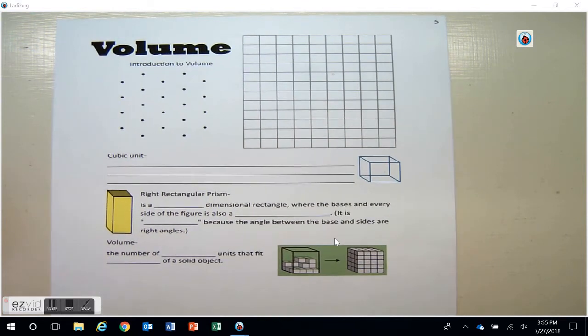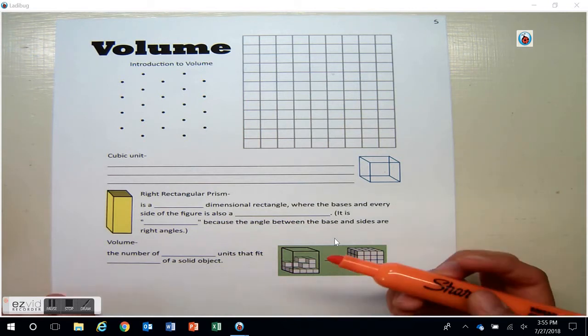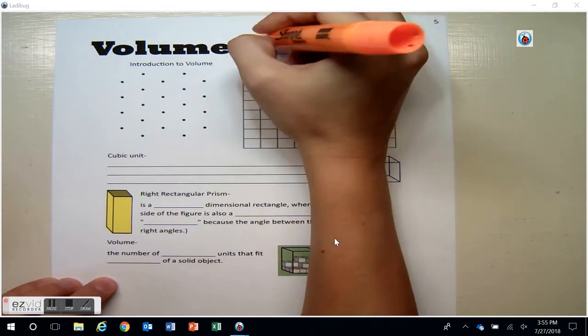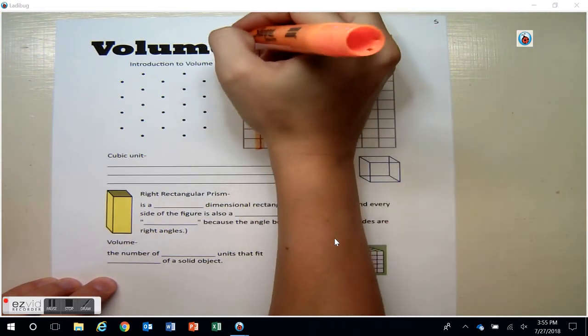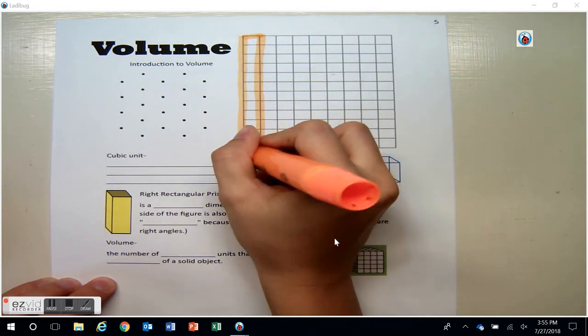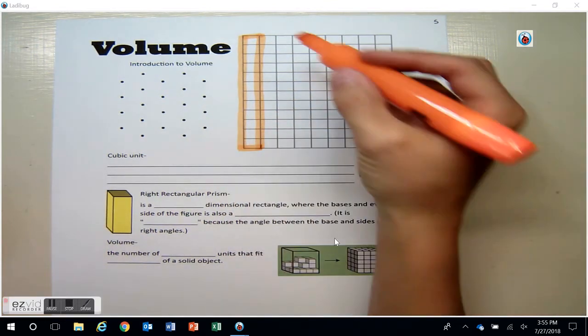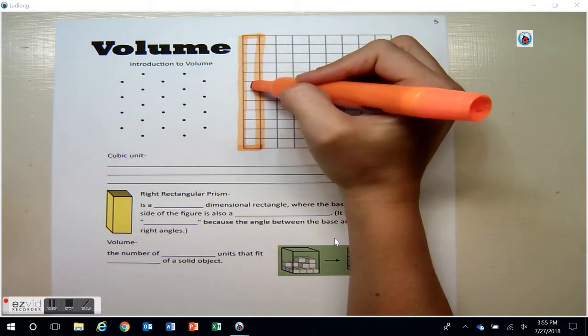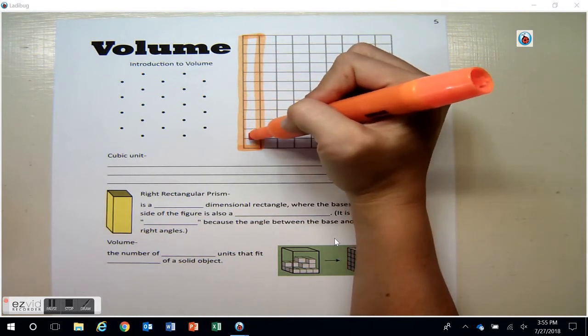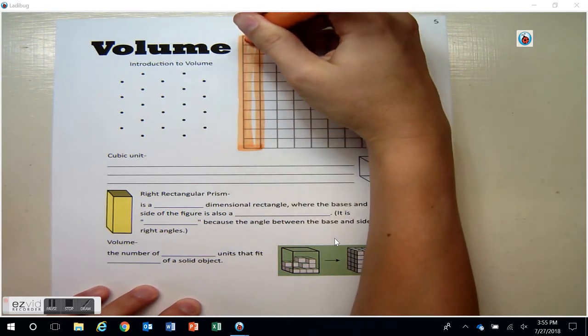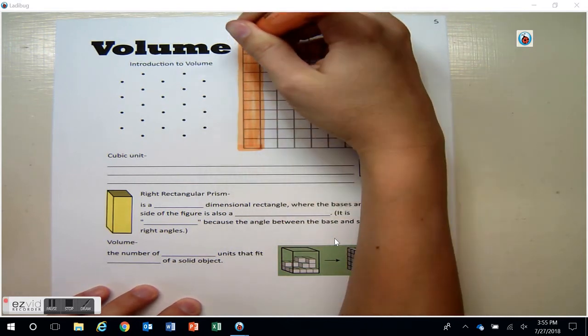So if I asked you to use this grid here to create a rectangle that has an area of 12 square units, what would you draw? Some different things we could draw would be a 1 by 12 or a 12 by 1 rectangle. Notice there are 1, 2, 3, 4, 5, 6, 7, 8, 9, 10, 11, 12 square units covering that rectangle.